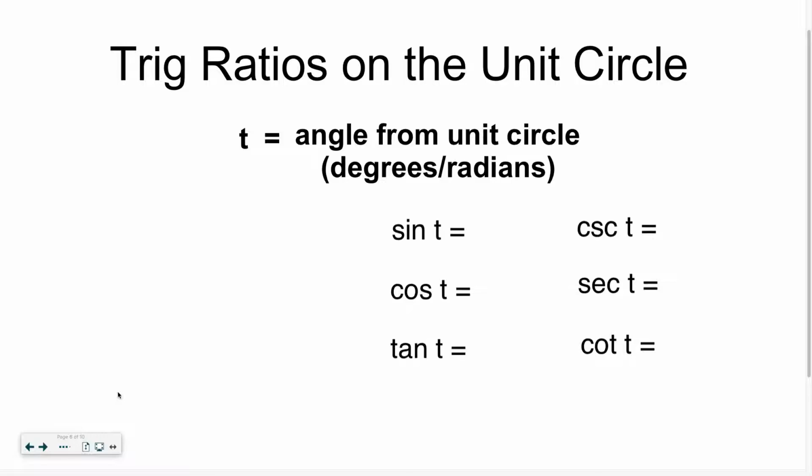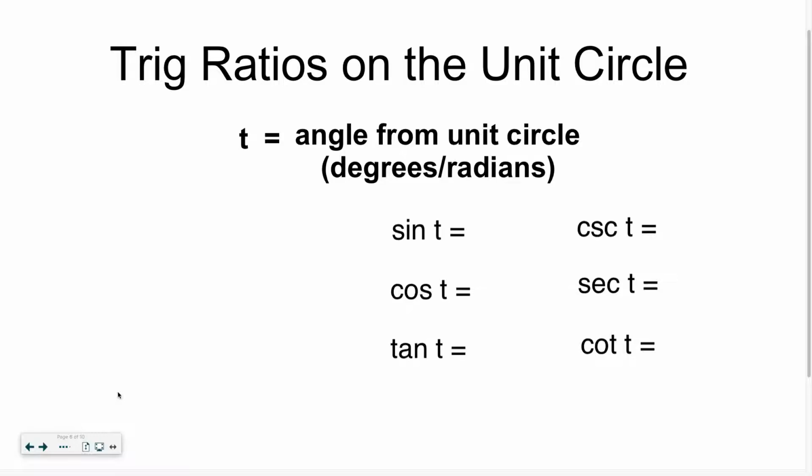Now, we talked about trig ratios yesterday. Sine, cosine, tangent of theta, some angle. If we know what theta is, we can use our calculator, make sure we're in the correct mode, degrees or radians. If we don't know theta, but we know the sides of the triangle, we can use SOHCAHTOA. Opposite over hypotenuse, adjacent over hypotenuse, opposite over adjacent, and flip as necessary for reciprocals.